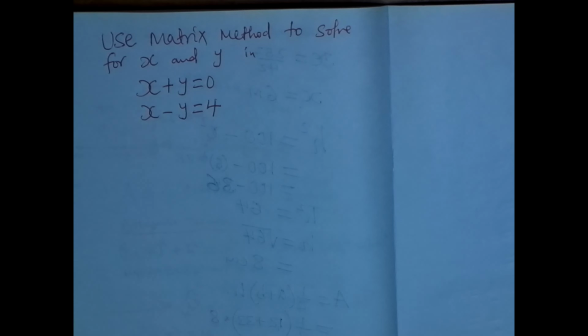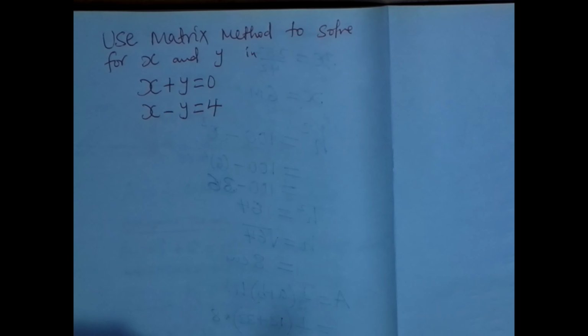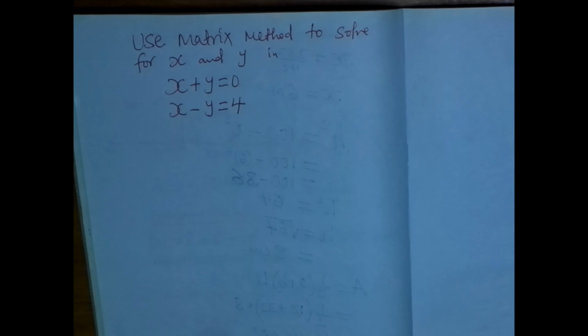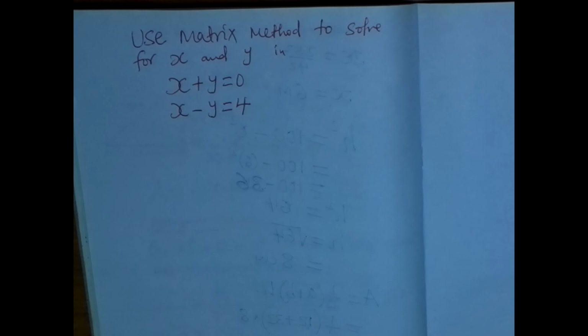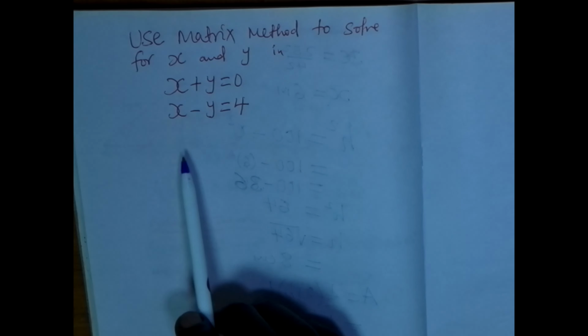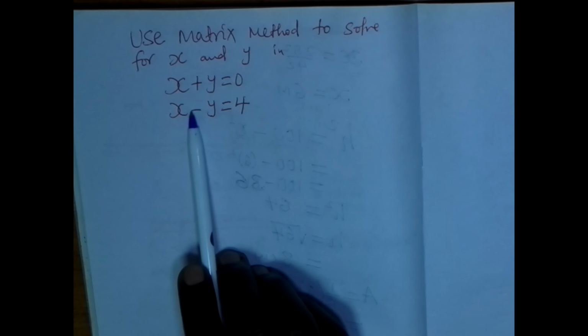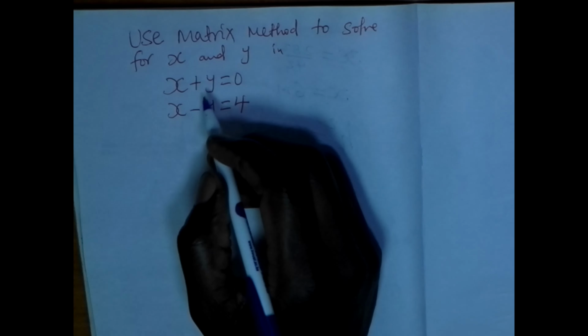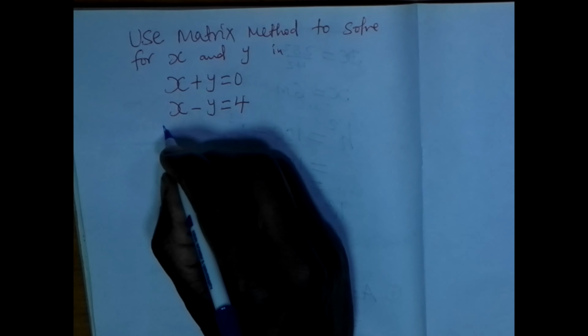So I believe that you already know how to multiply matrices and write in matrix form, and also how to find the determinant and the inverse of a matrix, and therefore we are going to begin. The first thing you are supposed to do is to write this pair of simultaneous equations in matrix form.